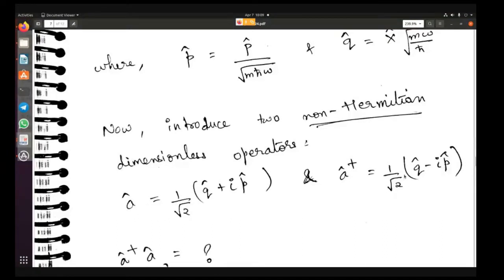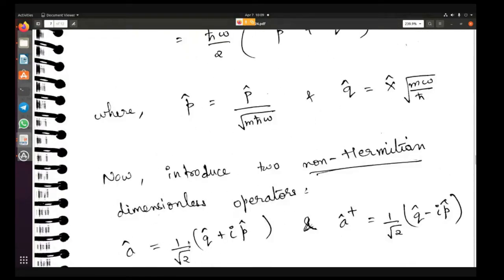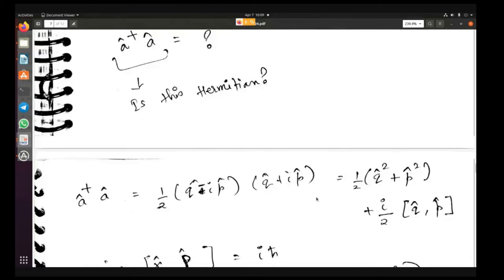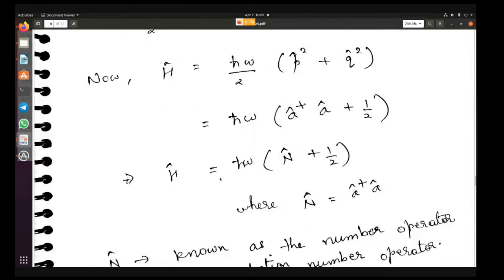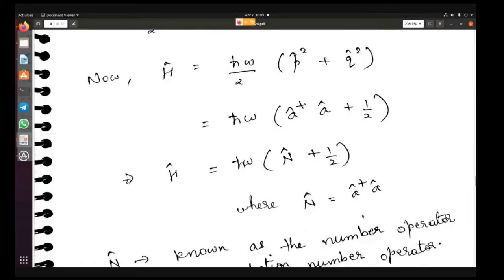Now using these two operators, we can combine them and get H in terms of these two operators. So the Hamiltonian can be written as H cross omega into A dagger A plus half. So that is one way to write the Hamiltonian in terms of the A and A dagger operators.